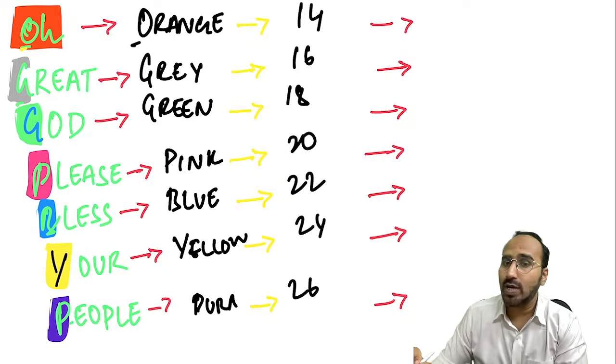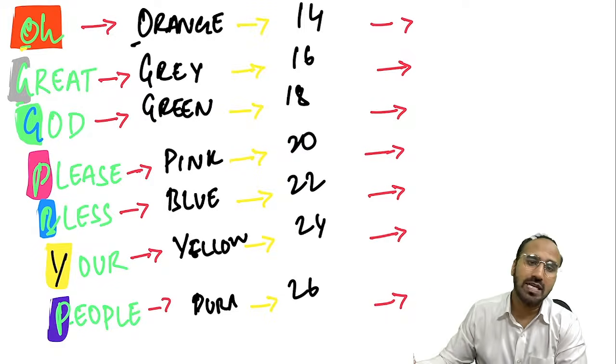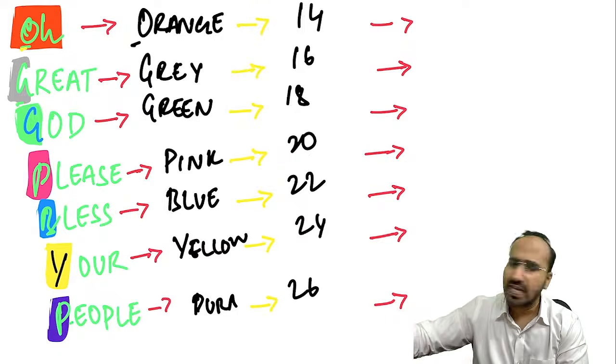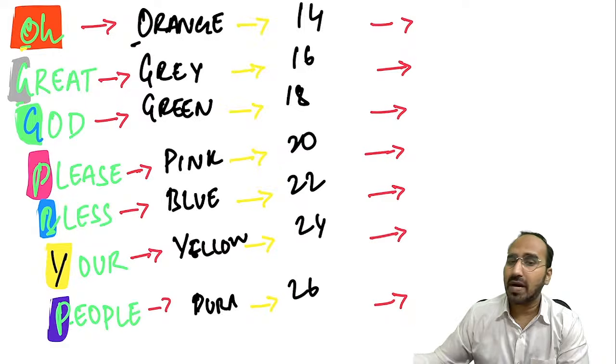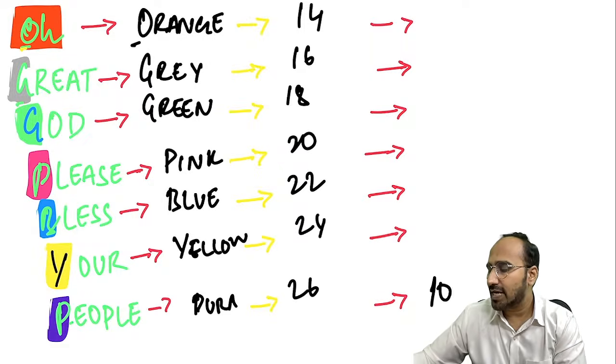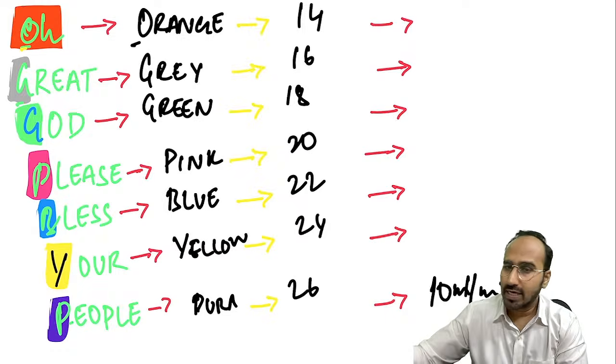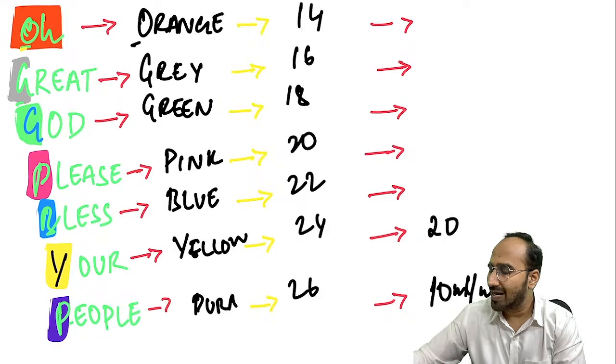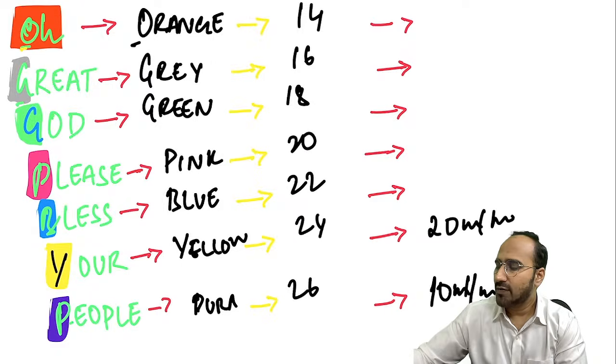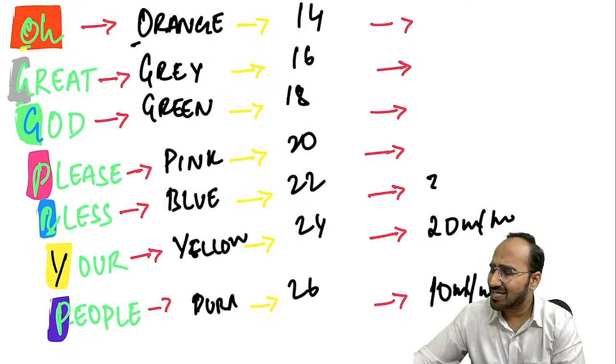What is the flow rate? Every minute, how much fluid can be given? We'll start from the bottom. It is very simple, guys. At the bottom is the purple cannula. When you are giving a purple cannula, 10 ml per minute of fluid you can give. 24 is double of it, 20 ml per minute. 22 means 30 ml per minute.